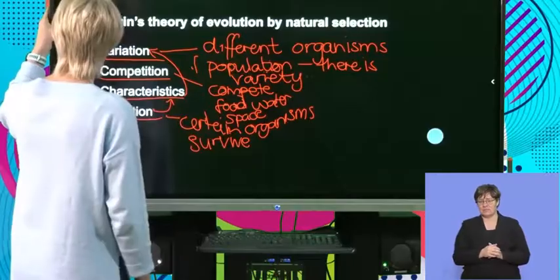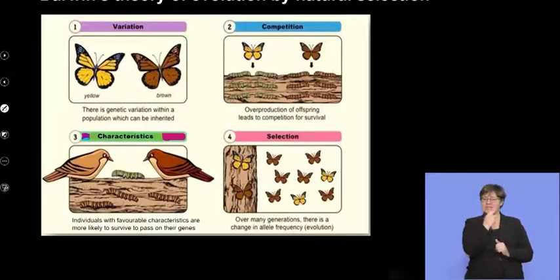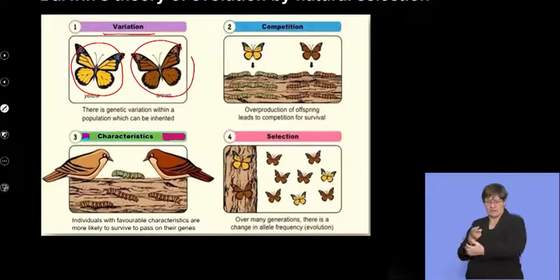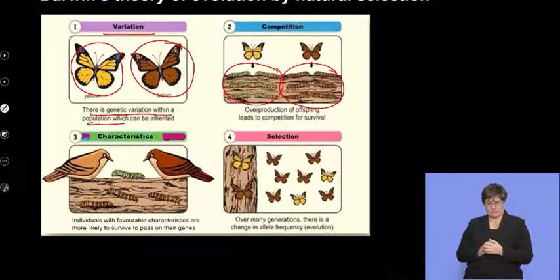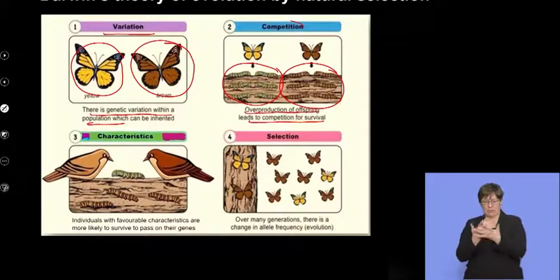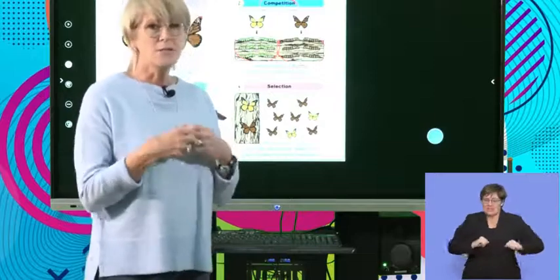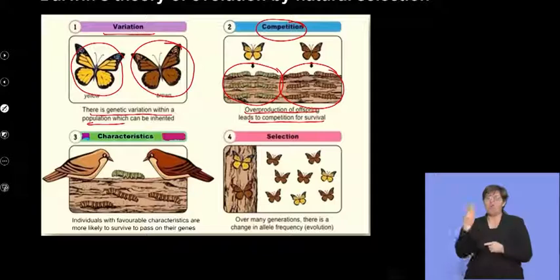Okay, so let's have a look in a little bit more detail. This is a very nice diagram here. In this example, we're using butterflies, and in this population of butterflies, there's variation. We have yellow butterflies here and brown butterflies here, so there is genetic variation within the population. When those butterflies as adults reproduce, they produce many offspring, more than is needed for survival of the population or the species. That leads to competition, because all of those new offspring need food, space, water, whatever resources to be able to survive. So there will be competition.